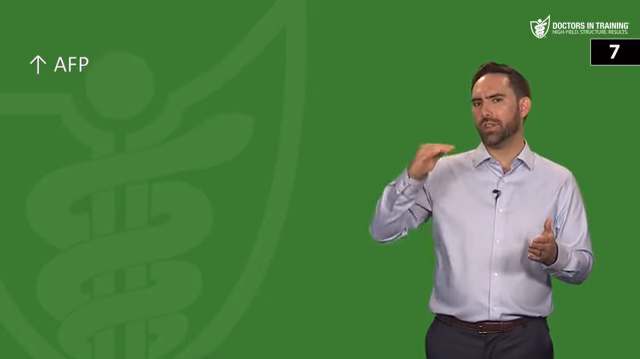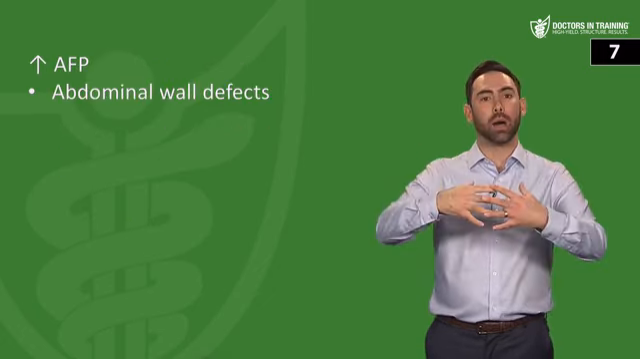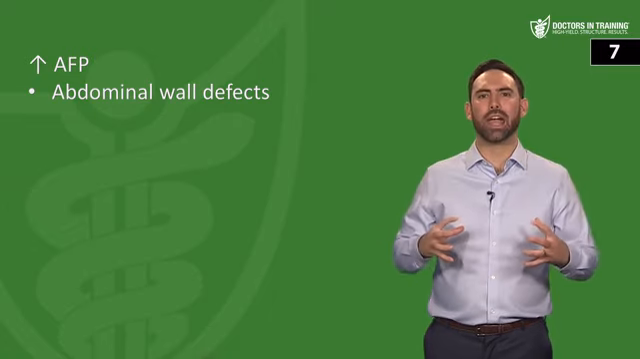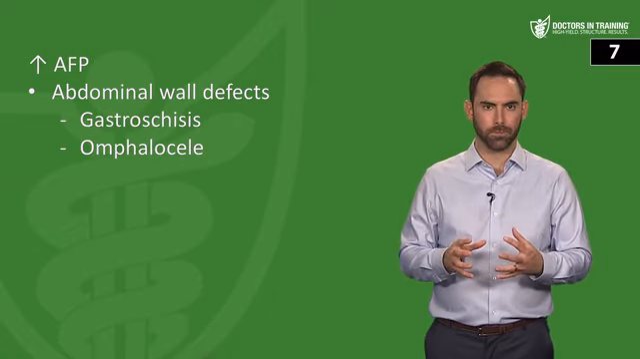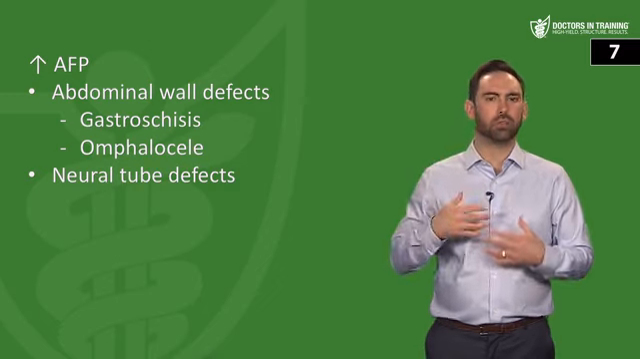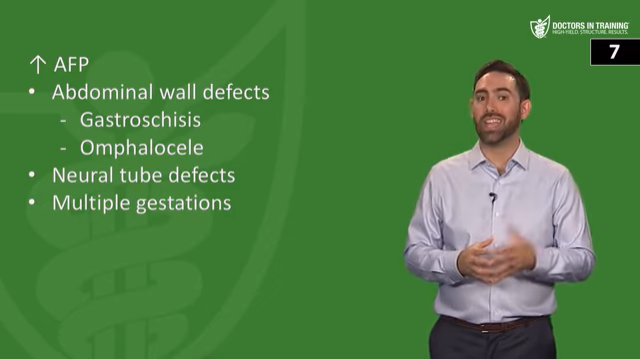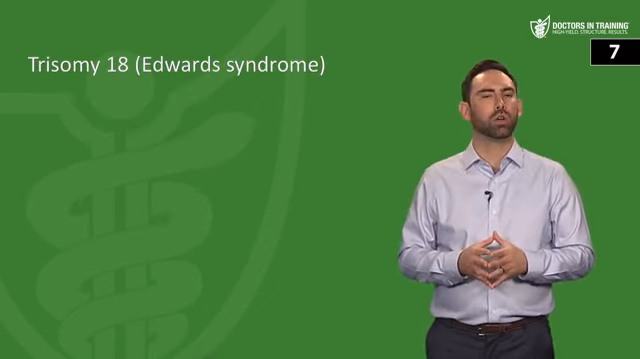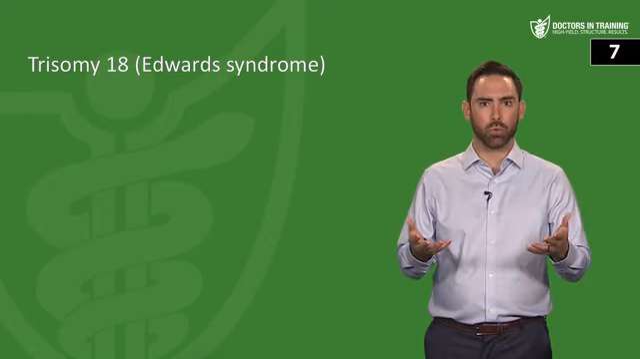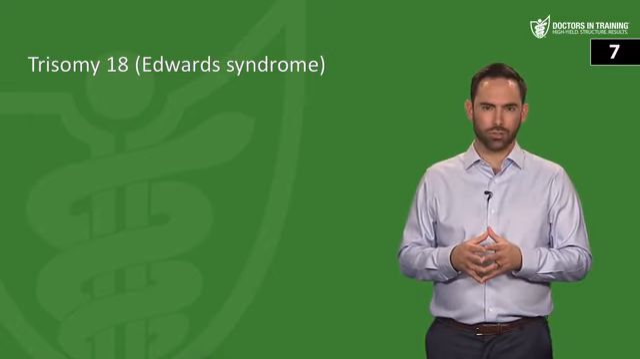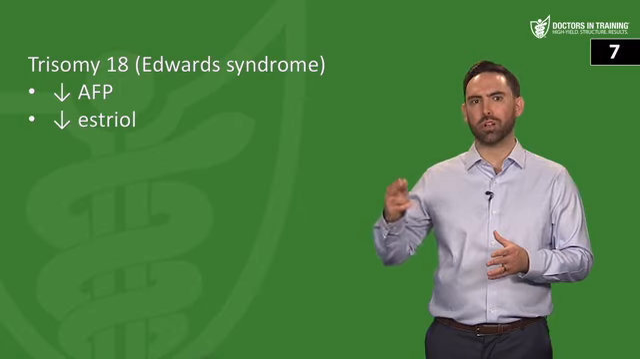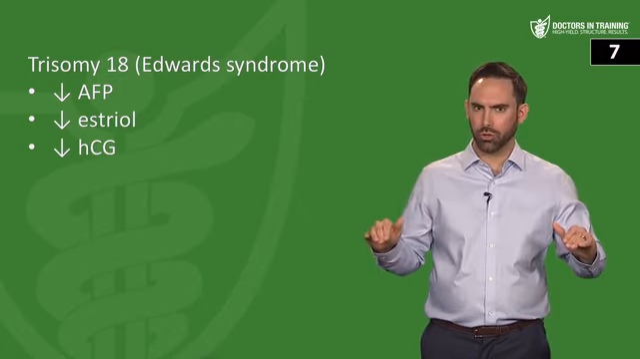So you measure these markers in the mom's serum, and abnormal levels can point to a problem with the fetus. What causes an elevated AFP? Abdominal wall defects like gastroschisis or omphalocele, neural tube defects, multiple gestations, incorrect dating. With trisomy 18, Edwards syndrome, all the markers are down. AFP, estriol, and HCG are all decreased.